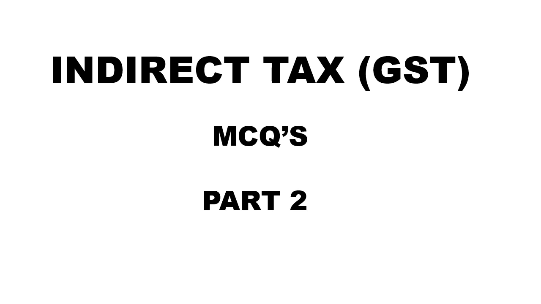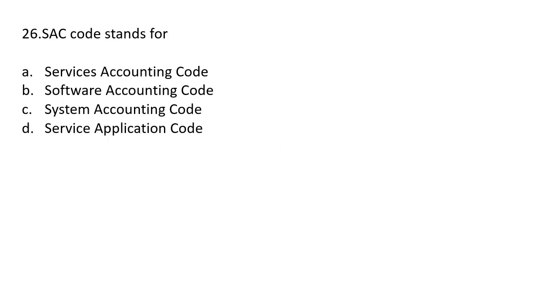Indirect tax GST MCQs Part 2. SAC codes stand for: Option A, Services Accounting Code; Option B, Software Accounting Code; Option C, System Accounting Code; Option D, Service Application Code. The correct answer here is Option A, Services Accounting Code. SAC code stands for Services Accounting Code.